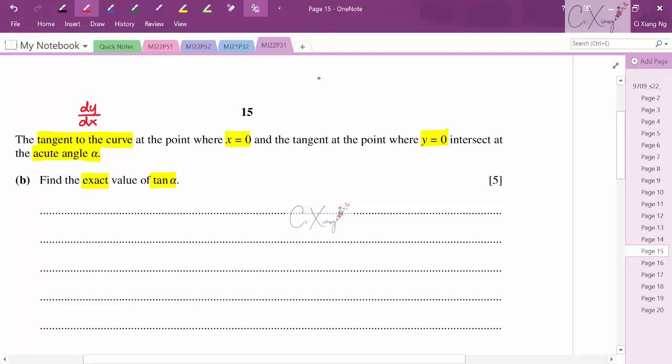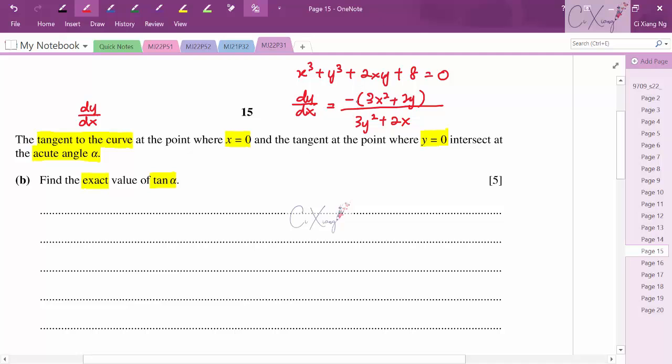Just to recall, for this question the original equation is x^3 + y^3 + 2xy + 8 = 0. This is our original equation. And just now in part A, our dy/dx is actually negative (3x^2 + 2y) divided by (3y^2 + 2x). So these are the two important pieces of information that we are going to use here also.